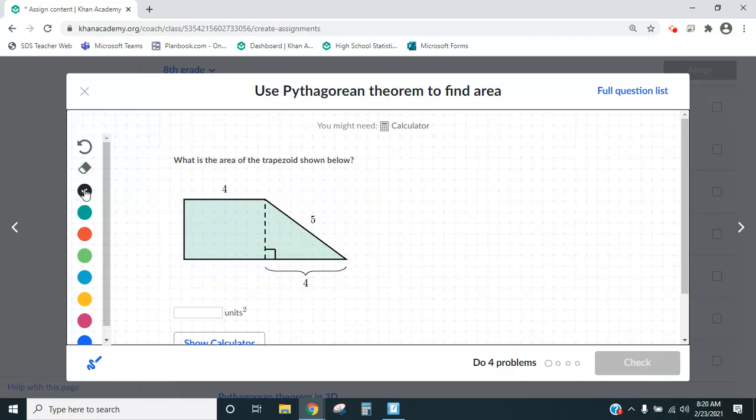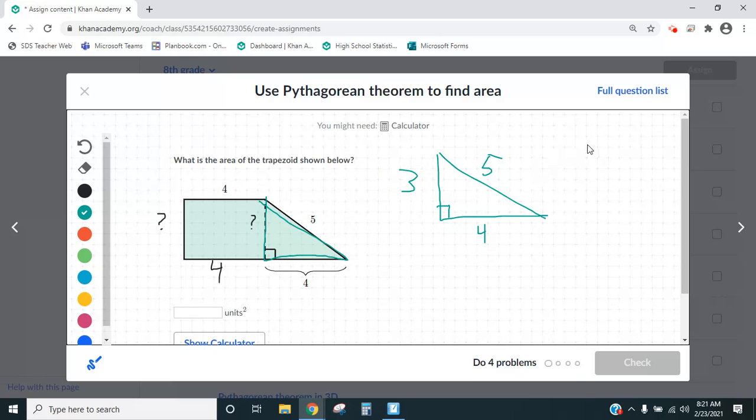Now, let's recall. How do you find the area of a rectangle? Easy enough, right? What is it? Length times width, base times height. So because this is 4, and this is a right angle, that means this is also 4. What we don't know is this height. How can we figure out the height? Yeah, we're going to use this triangle right here. This is 5. This is 4. What is it? It's 3.